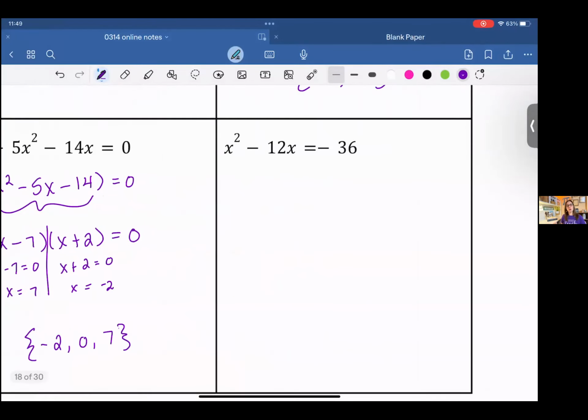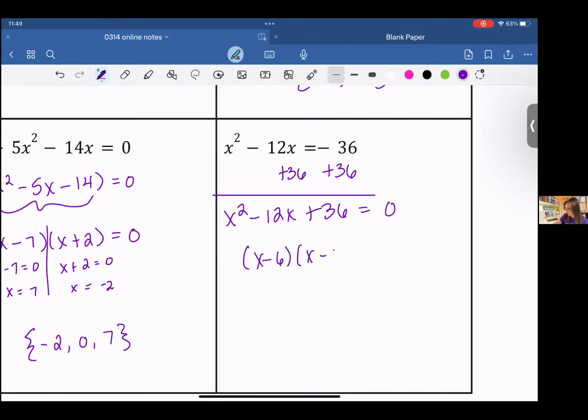Last one, we have x squared minus 12x equals -36. Our zero product principle says that it has to be 0 that it's equal to, and we have -36. This isn't a reason to give up. It's just a reason to have one more little step. We're going to add 36 over here. So we have x squared minus 12x plus 36 equals 0. Now we can factor and then solve.